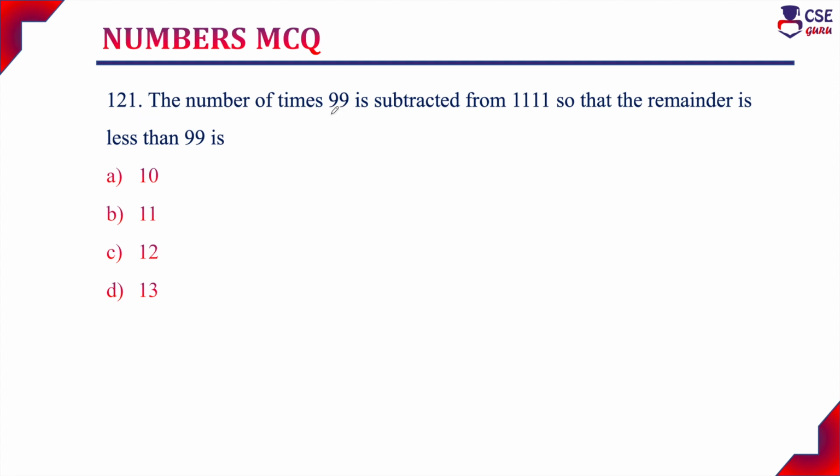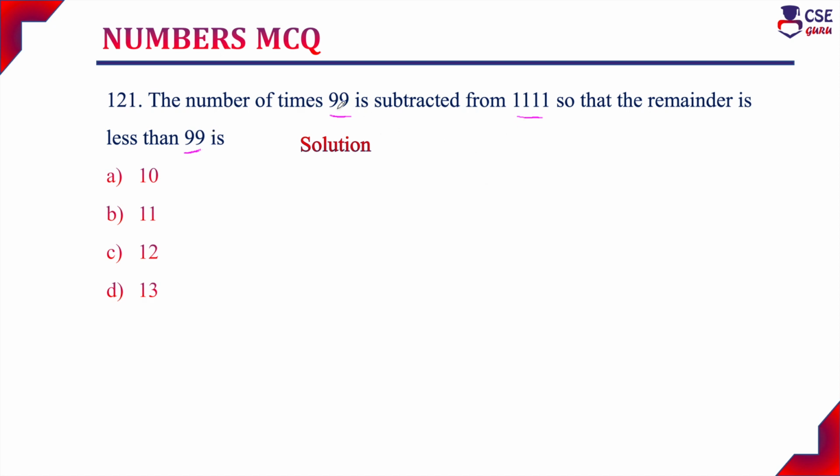Number of times 99 is subtracted from 4 ones so that the remainder is less than 99. So we need to subtract 99 from this number continuously such that we get a remainder that should be less than this 99.